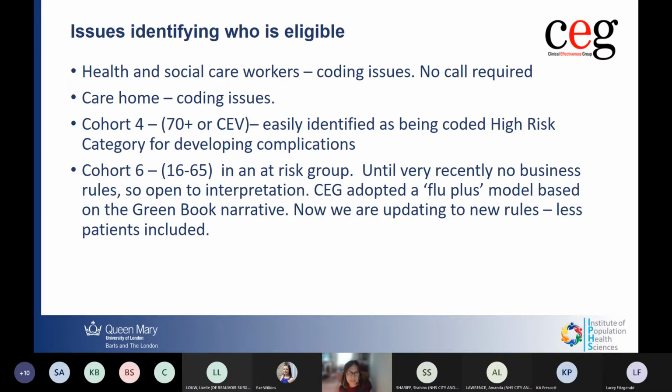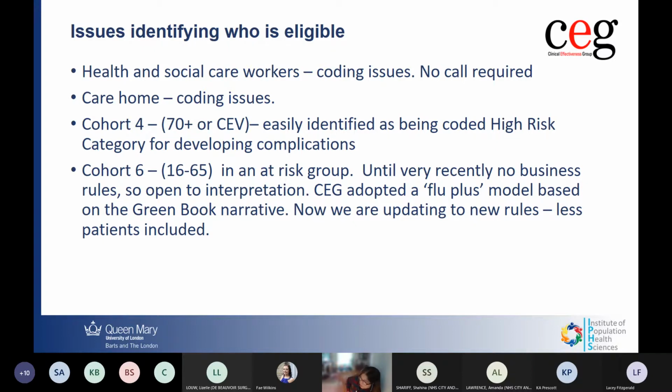Then cohort 6, 16 to 65-year-olds in an at-risk group. This has caused a few more issues. Until very recently, there weren't any business rules to identify the patients in this group, so it was open to interpretation. So what we did in CEG to help the practices was we adopted a Flu Plus model, which was based on the Green Book narrative.